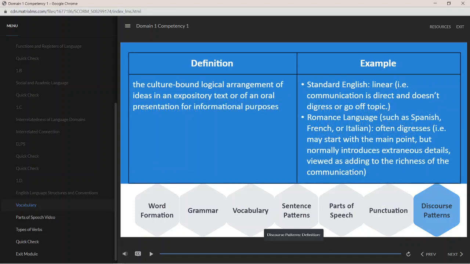Discourse patterns. Definition: the culture-bound logical arrangement of ideas in an expository text or of an oral presentation for informational purposes. Example: standard English, which is linear, as in communication is direct and doesn't digress or go off topic. Romance languages, such as Spanish, French, or Italian, the discourse often digresses, for instance, may start with the main point, but normally introduces extraneous details. From the perspective of the language speaker, these are viewed as adding to the richness of the communication.